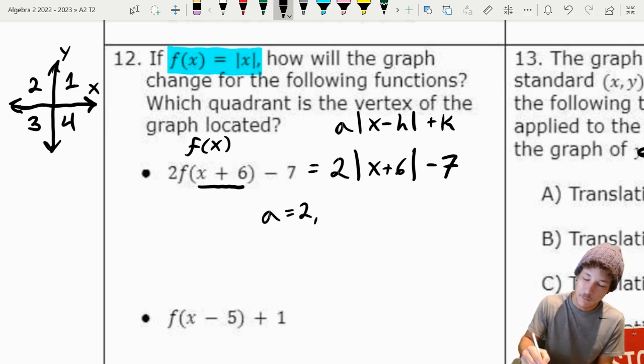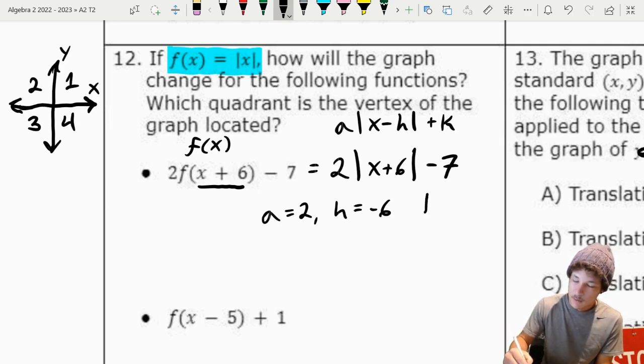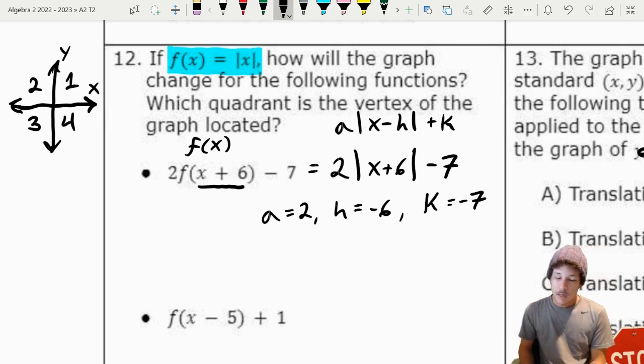A is equal to 2. H is equal to, let's see, x minus h, and this is x plus 6. So this would have to be -6. You have to flip the sign for h. And then k is just equal to -7. It's just right there.